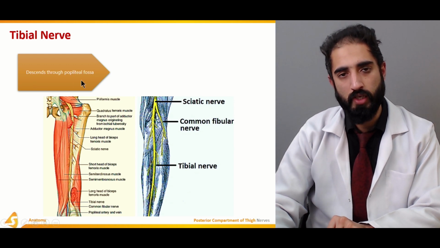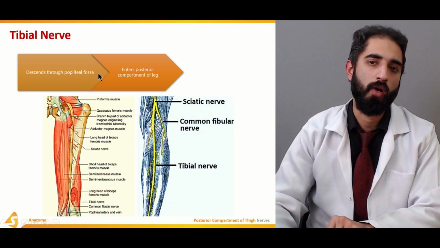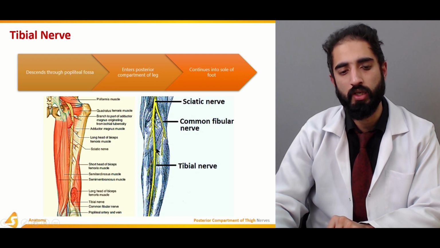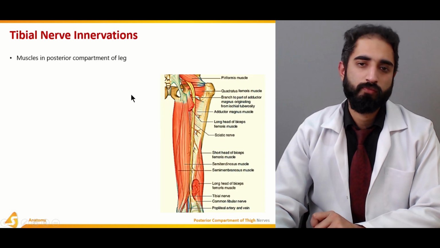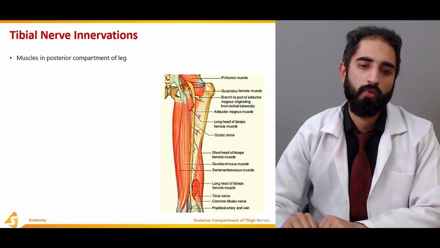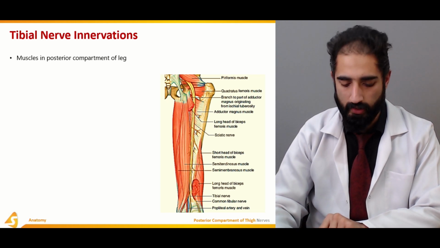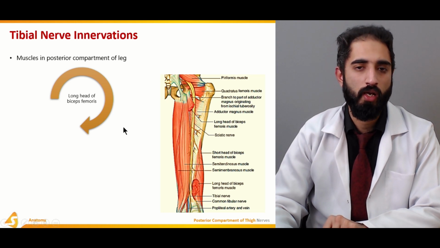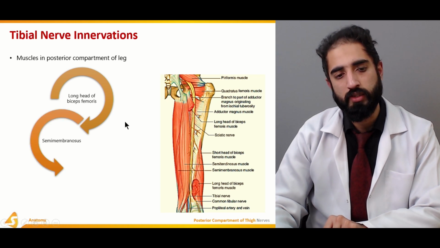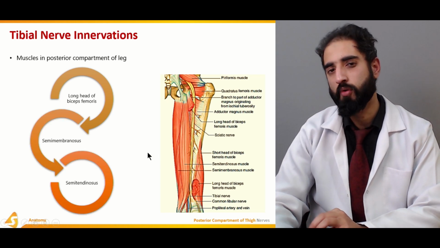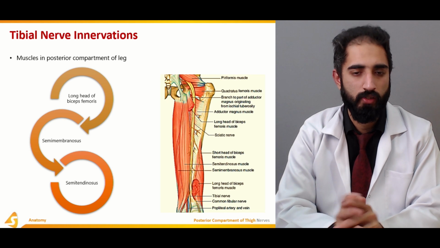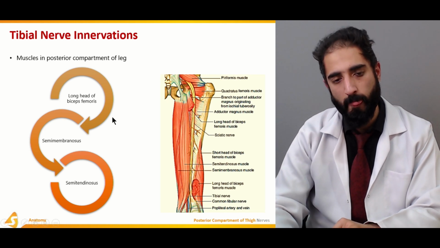The tibial nerve descends through the popliteal fossa, enters the posterior compartment of the leg, and continues through the sole of the foot, and it also gives off branches to numerous muscles in its way. The innervations of the tibial nerve include the muscles in the posterior compartment of the leg, such as gastrocnemius. It also supplies the long head of the biceps femoris, semimembranosus and semitendinosus, but some books may refer that those are actually supplied by the sciatic nerve itself, but the tibial nerve is also a branch of the sciatic nerve.